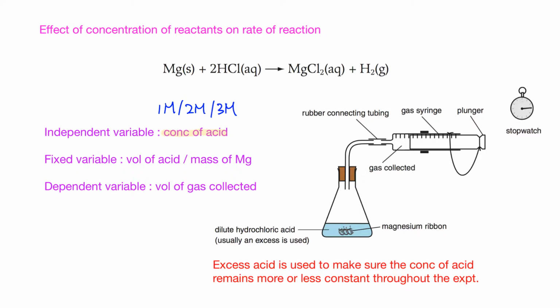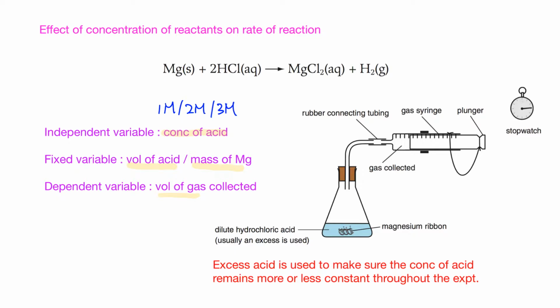But for the fixed variables, we have to fix the other variables in order to confirm that the results are due to the concentration of acid but not the other factors. So we have to fix the volume of acid that we use, and the mass of magnesium that we have added into the acid. In the process, we're going to measure the volume of gas collected. This will be the results that we're going to look at.